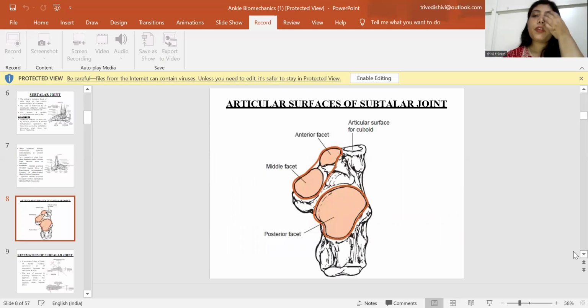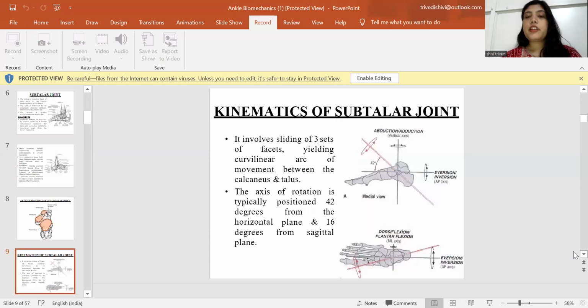Articular surfaces of the subtalar joint: articular surfaces of the calcaneus at the anterior facet, middle facet, and posterior facet. Kinematics of the subtalar joint involves sliding of three sets of facets yielding a calcaneal arc of movement between the calcaneus and talus. The axis of rotation is typically positioned 42 degrees from the horizontal plane and 16 degrees from the sagittal plane.